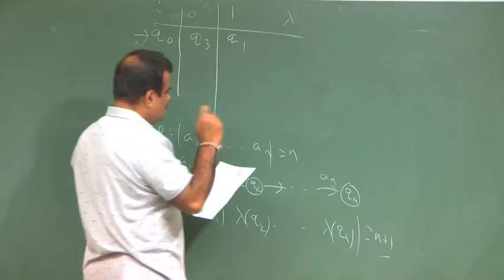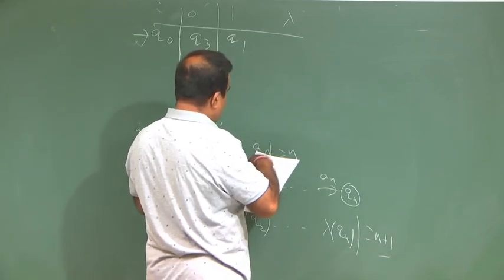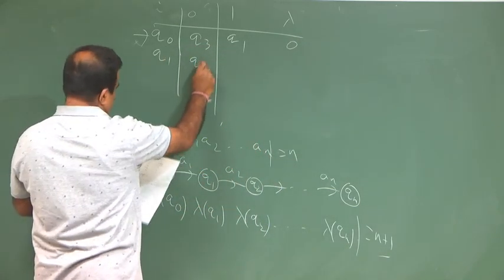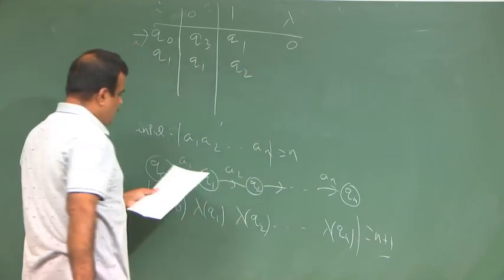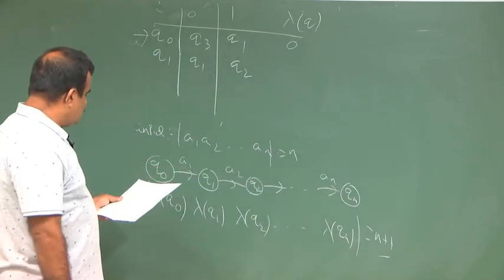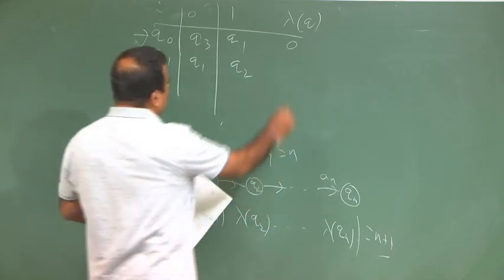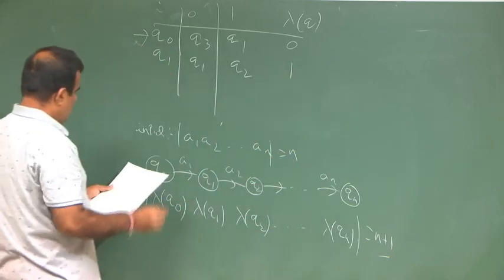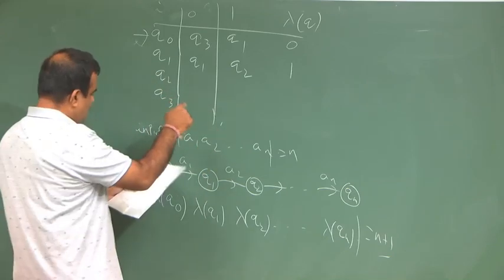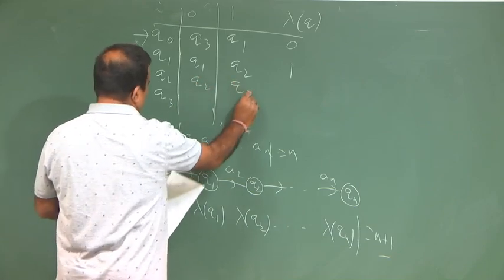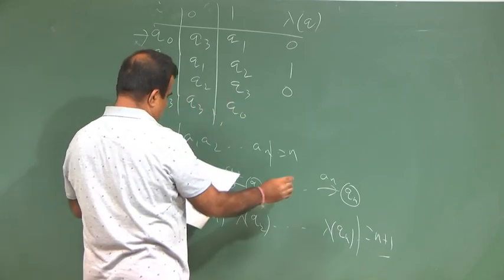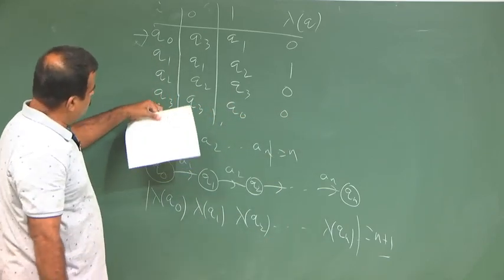So, lambda of q0 is 0, and q1 goes to q2, lambda of q1 is 1. For q2, it goes to q3 and lambda of q2 is 0, and q3 goes to q0 and lambda of q3 is 0.